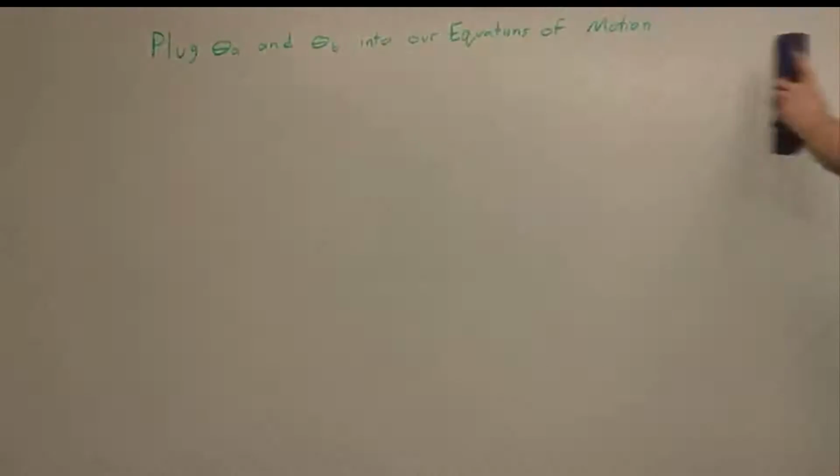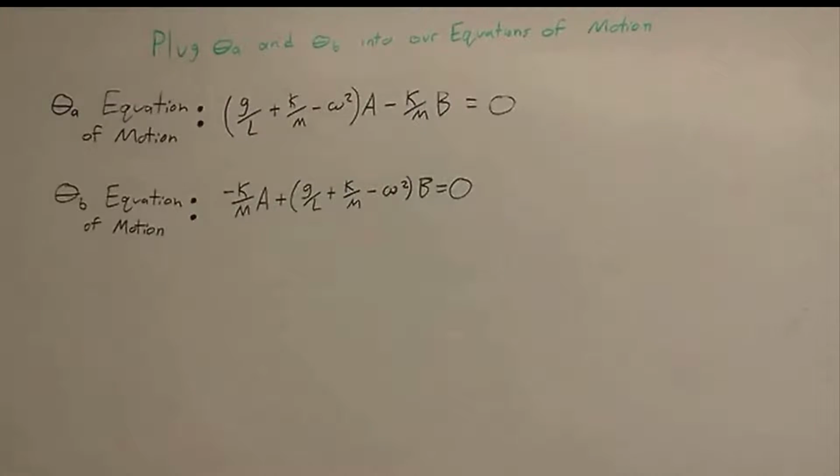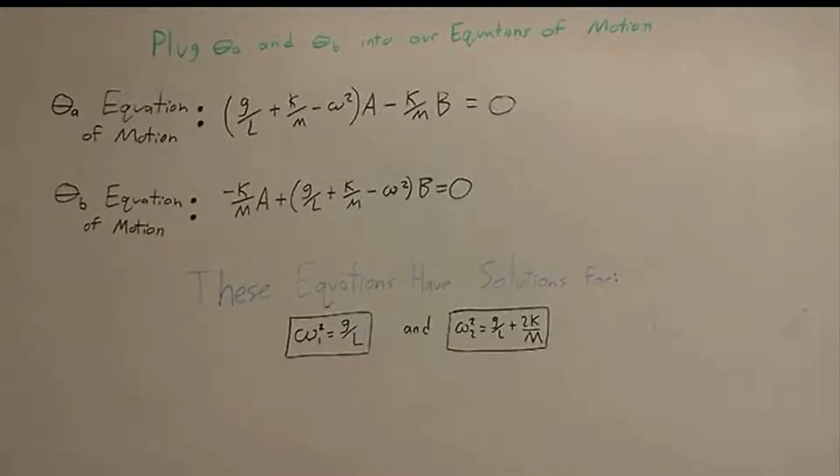Plugging theta A and theta B into our equations of motion, we get the following system of equations. Solving for omega, we see that there are only two possible values that will result in solutions to this system of equations. One value is omega squared equal to g over L, and the other value is omega squared equal to g over L plus 2k over m. Notice that I have used subscripts on the omegas to indicate the mode. I've done this because each mode results in a very different motion that we will be examining further.